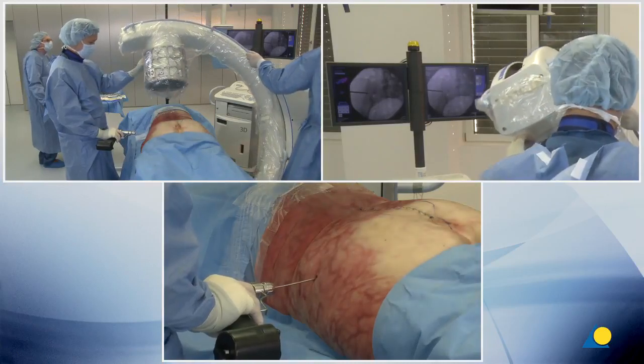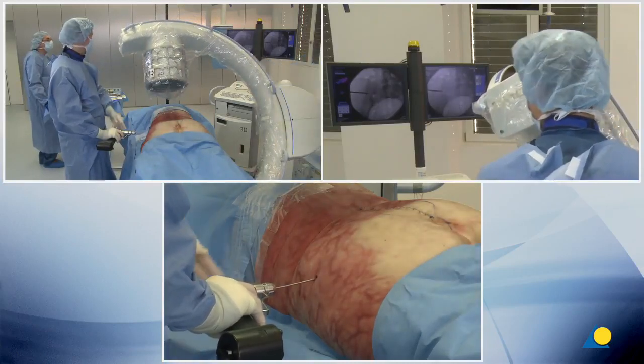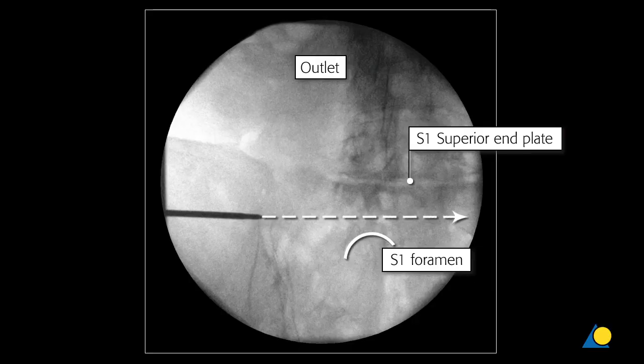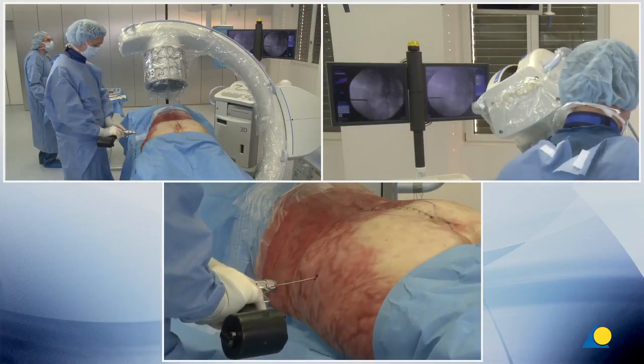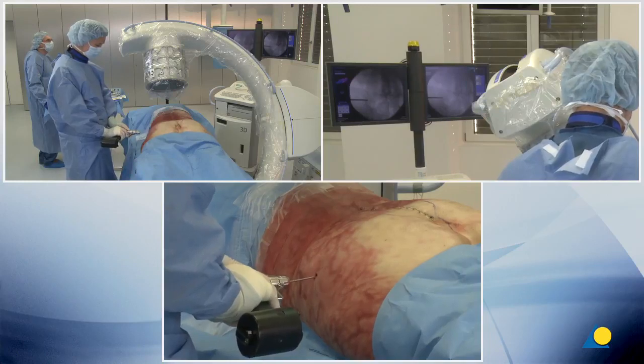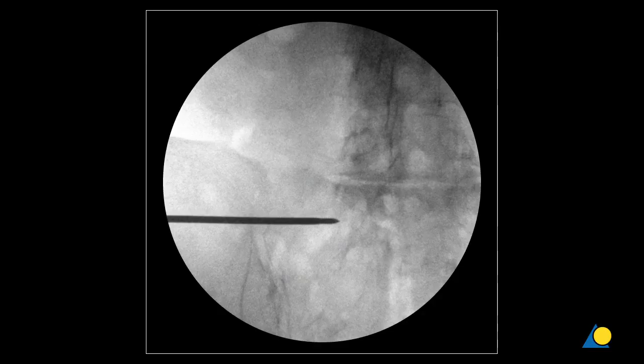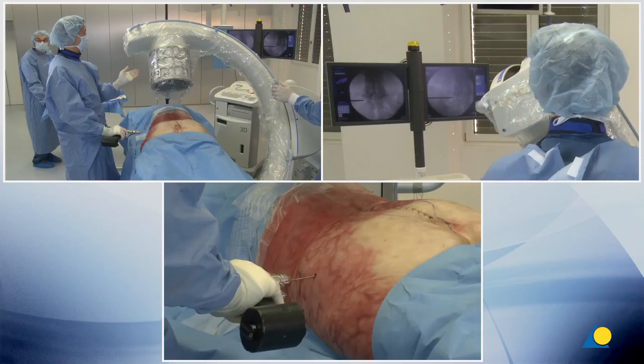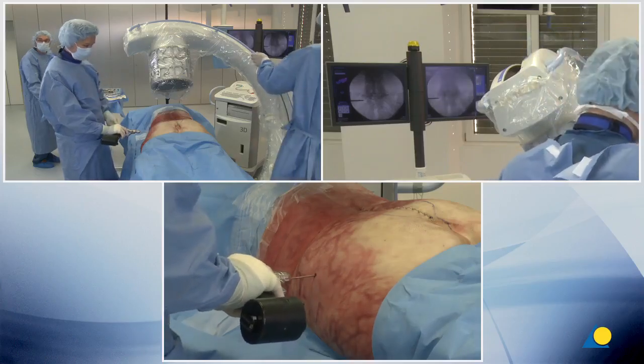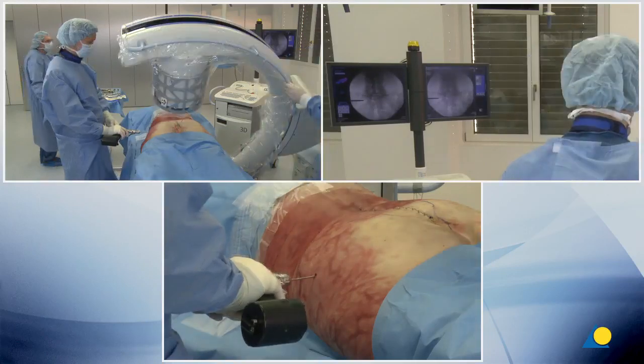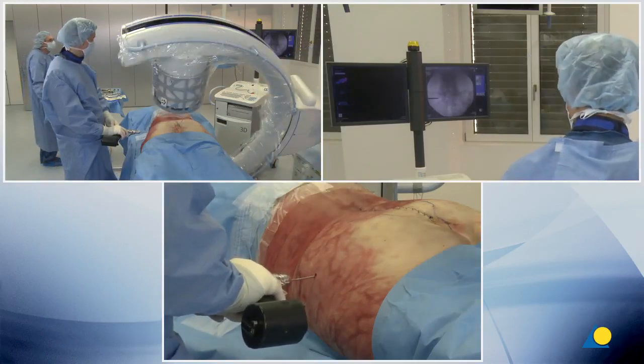On the outlet view, it is required that the guide wire be above the SI neural foramen and below the superior end plate of the S1 body. Alternating between the inlet and outlet view, the guide wire is positioned into the S1 body.